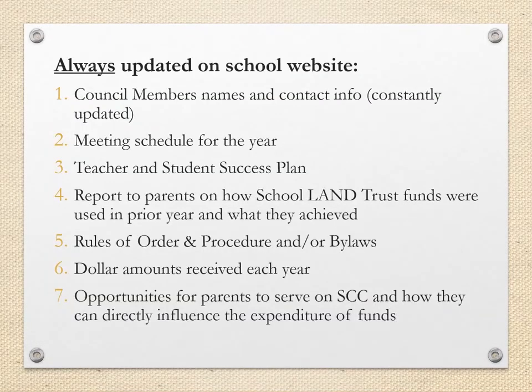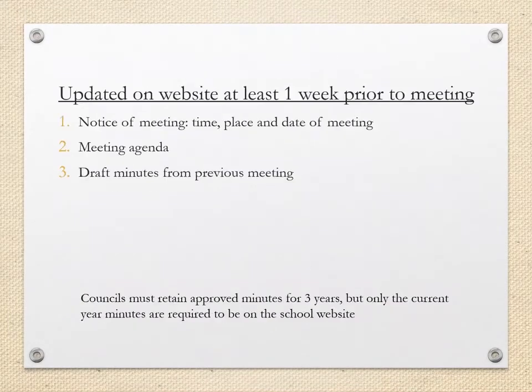Always updated on the school website should be the council members with their names and contact information, the meeting schedule for the year, a copy of the Teacher and Student Success Plan, a report to parents on how School Land Trust funds were used in the prior year and what was achieved, the council's rules of order and procedure, a chart of dollar amounts received each year, and an opportunity for parents to serve on the council, letting them know how they can directly influence the expenditure of these funds.